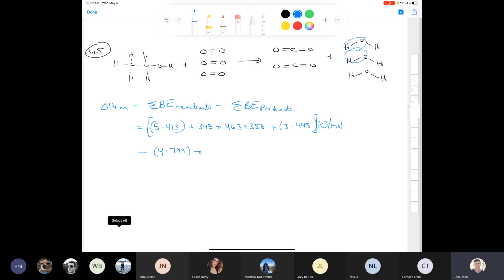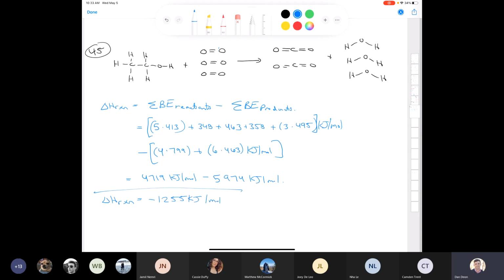Plus I have 1, 2, 3, 4, 5, 6 oxygen-hydrogen bonds. So 6 times 463 kilojoules per mole. There we go. I tally all that up. I get 4,719 kilojoules per mole. Subtract 5,974 kilojoules per mole. And I get that the change in enthalpy for my reaction is equal to negative 1,255 kilojoules per mole. There you have it. And that is B.